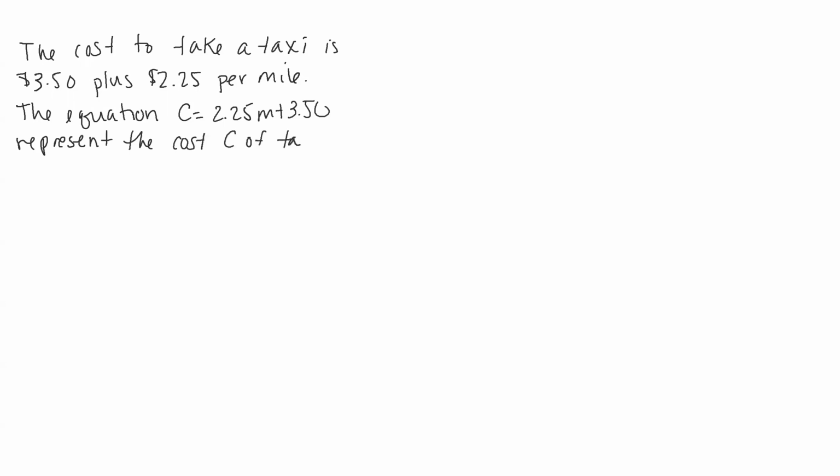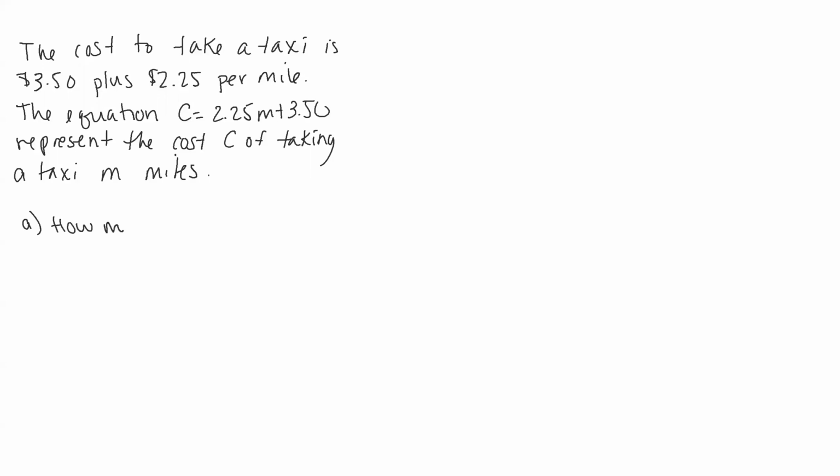The equation C equals 2.25 M plus 3.50 represents the cost C of taking a taxi M miles. Okay, so this is a linear equation in two variables. The variables are C and M. We're told that C represents the total cost, M represents the number of miles. Okay, so let's answer some questions about this.